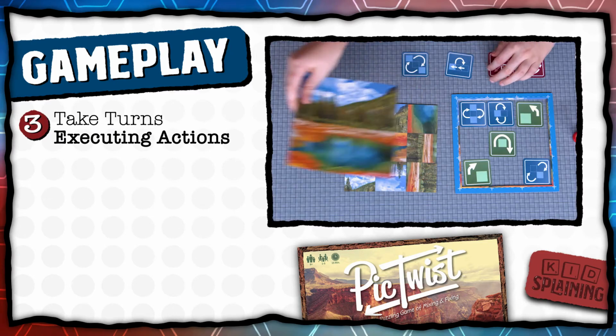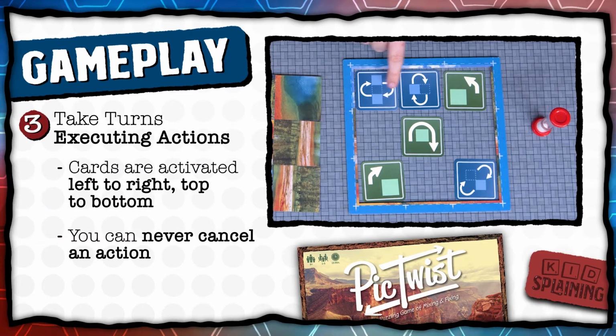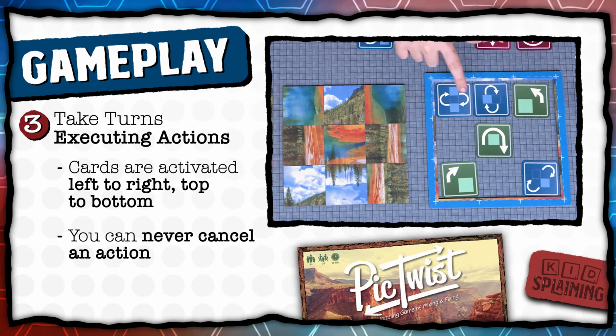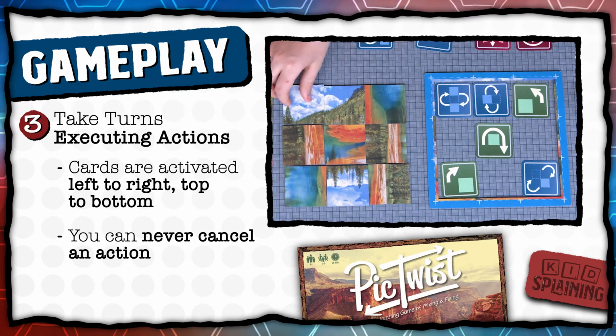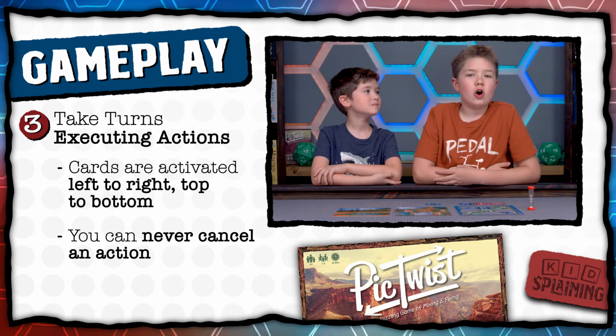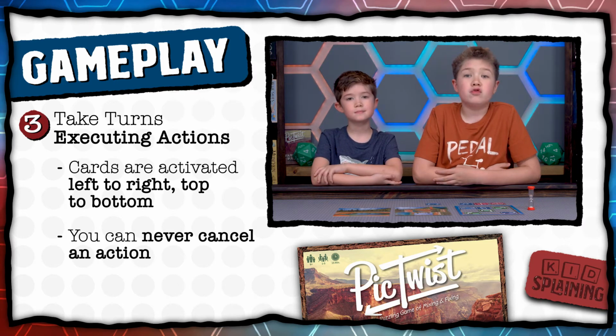Starting with the player who flipped the timer, players will execute their action cards. Cards are activated in order, starting at the top left and going left to right, top to bottom. So we activate this card first, and that swaps these 2 tiles. You have to perform each action exactly as the card shows, even if you made a mistake with how you placed the card. That's part of the game, and it's really easy to do.